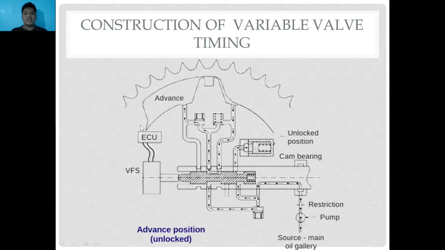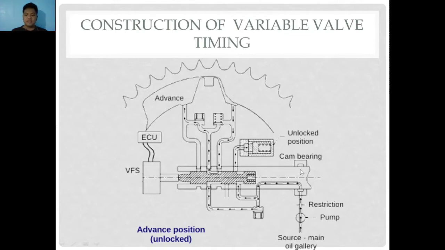Okay, this is the ECU. Oil flows there, goes out, and thus goes up or down depending on how the valve is closed or open, and oil passes through here. Cam bearing, unlock position, and there's lock position. There are many types of variable valve timing that have the same principles, but vary in how they operate.